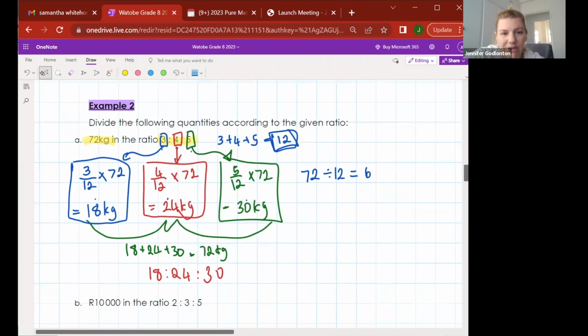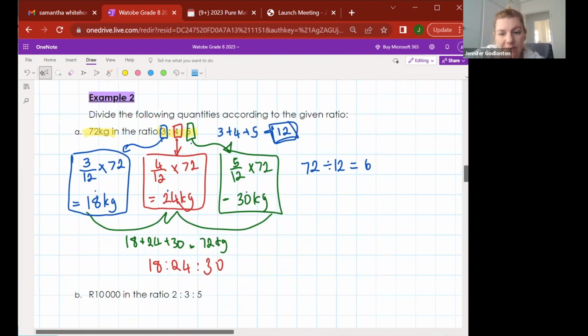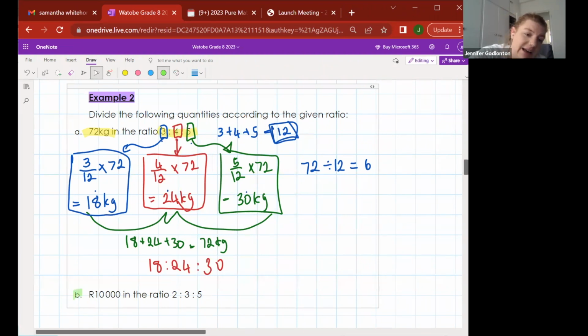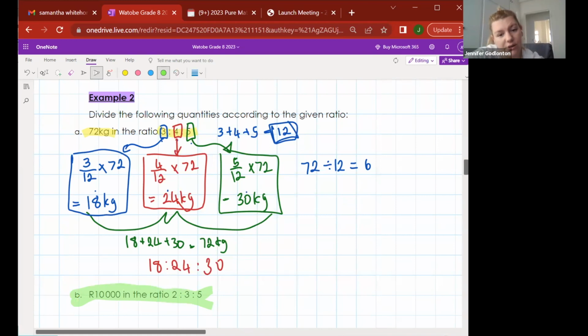And then I would like you to do the same thing that we have just done now. So if you didn't know how to do it, hopefully now you feel a little bit more confident. And I'd like you to give question B a go. So it's the same concept. It's now 10,000 Rand, and we are dividing it in the ratio 2 to 3 to 5. So think about how we did A, and that should help you with B.